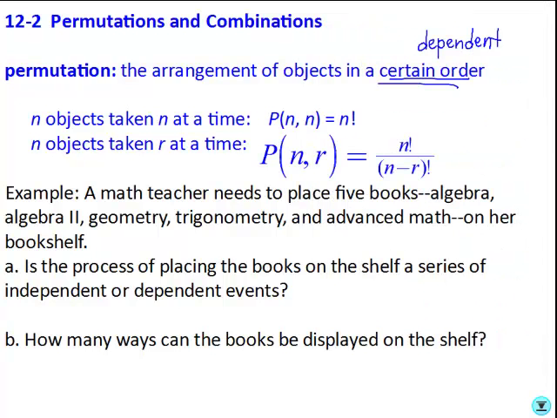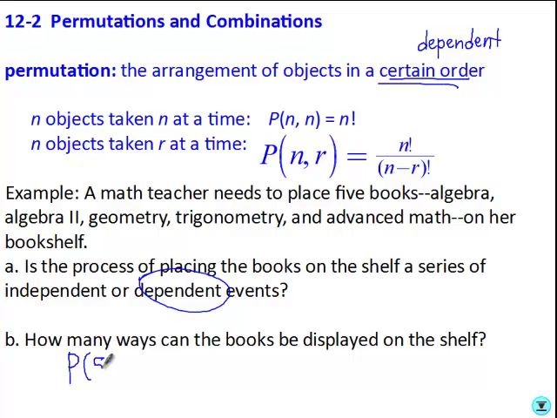An example, a math teacher needs to place 5 books on the shelf. Notice that each one of these 5 books is different. There is no repetition. Is the process of placing the books on the shelf independent or dependent? Well, I think you'll agree with me that if she puts the advanced math book up there first, she can't put it anywhere else. Moreover, no one else can go first. So these are dependent events. How many ways can the books be displayed on the shelf? This is a permutation because the events are dependent and the order does matter. And so I know it's a permutation.